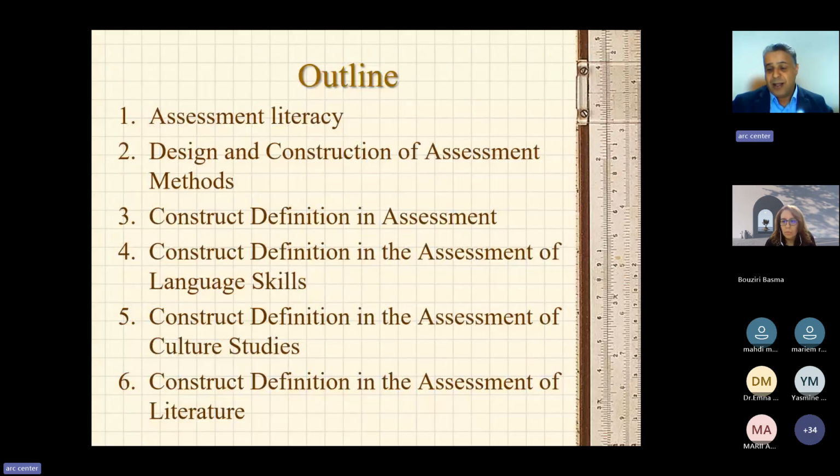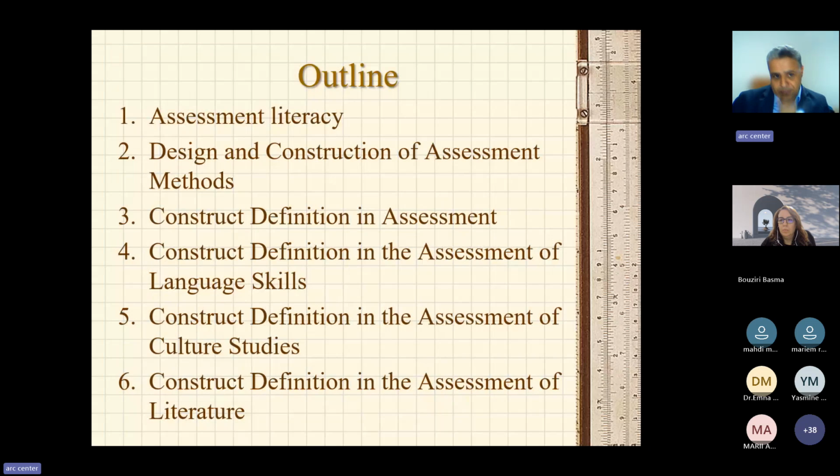And here, I'm not an expert or a teacher of cultural studies or literature, but I try to look at these fields from an assessment perspective. So what should be done in terms of construct definition in these disciplines or areas?